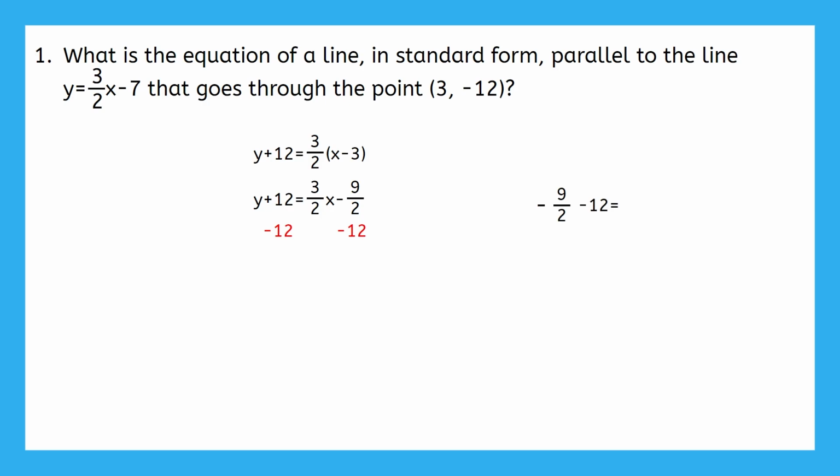In order to subtract fractions, they need to have the same denominator, so I need to rewrite 12 as a fraction with a denominator of 2. 12 is the same as 24 divided by 2. Now that the denominators are the same, I can just subtract the numerators. What does negative 9 minus 24 equal? Yep, negative 33. Also, remember that the denominator does not change when adding or subtracting fractions. So we have negative 33 over 2.